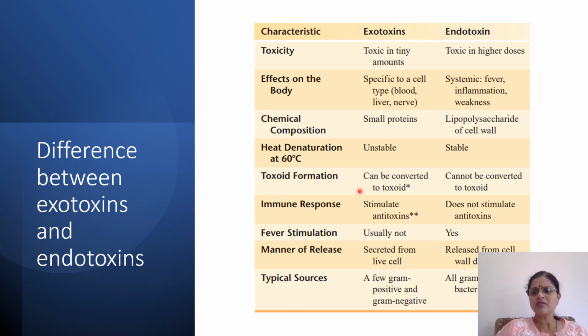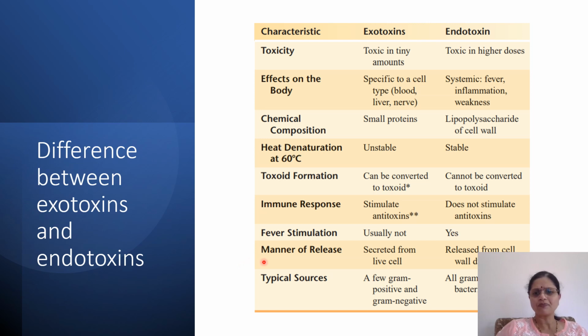Usually exotoxins can be converted to toxoids, whereas it is not possible with endotoxins. And then how the response is seen in the body. As I said, exotoxins are highly immunogenic, whereas endotoxins are poorly immunogenic in nature. And fever stimulation, the pyrogenicity idea. With exotoxins it is usually not seen, whereas with endotoxins pyrogenicity is seen. Fever production, fever causation is seen.